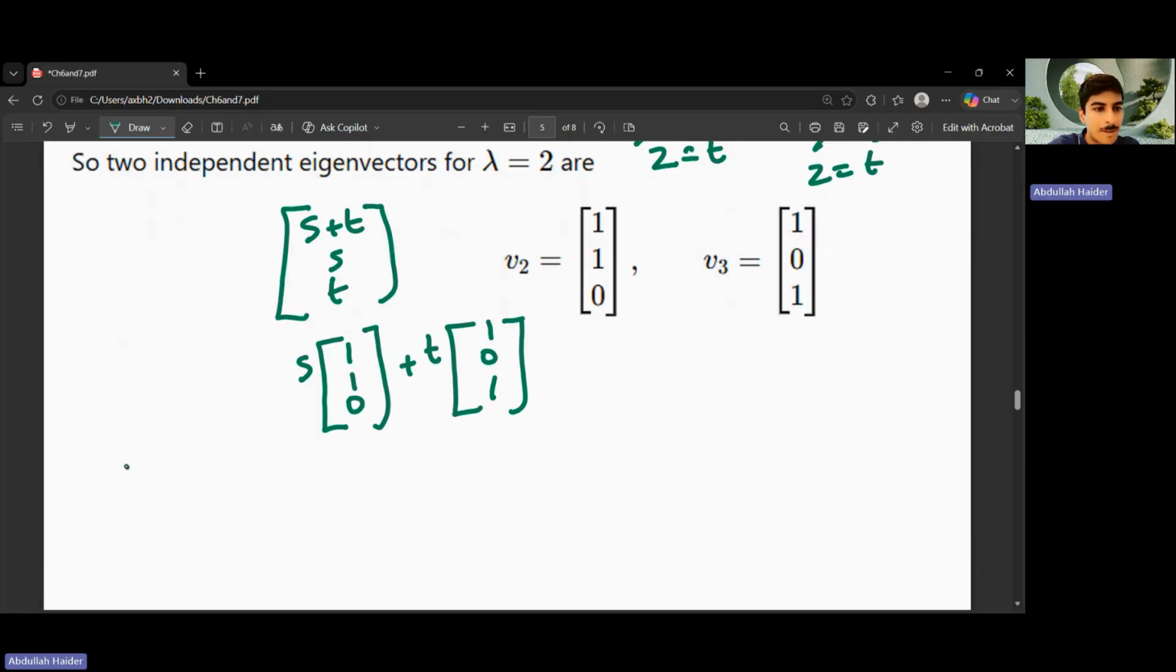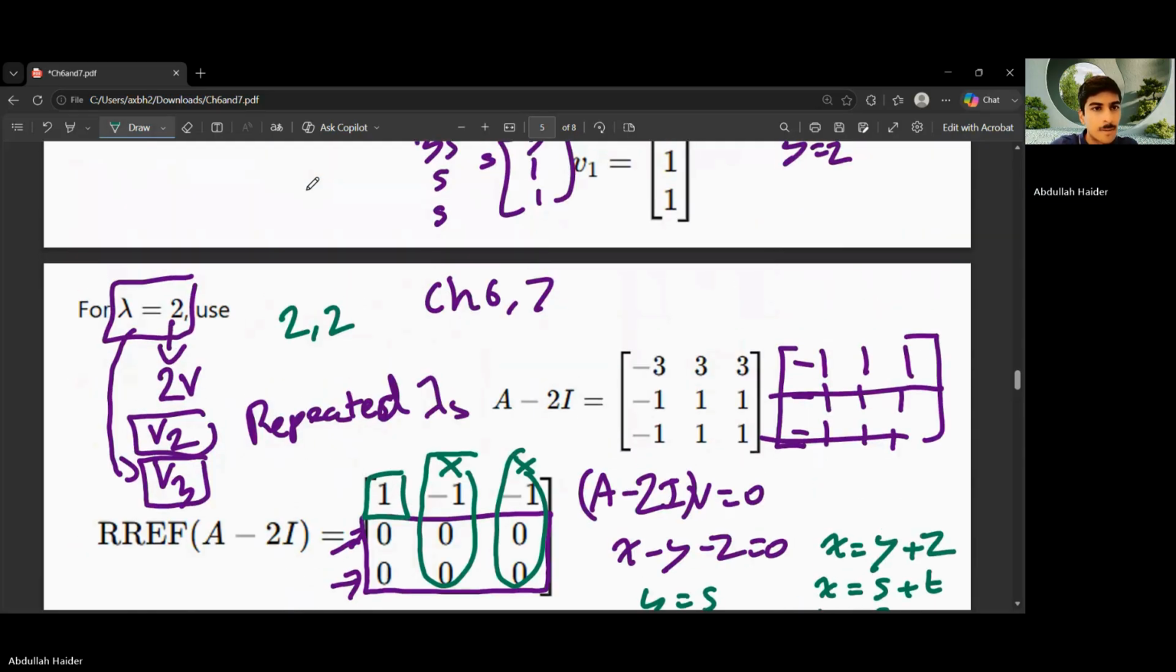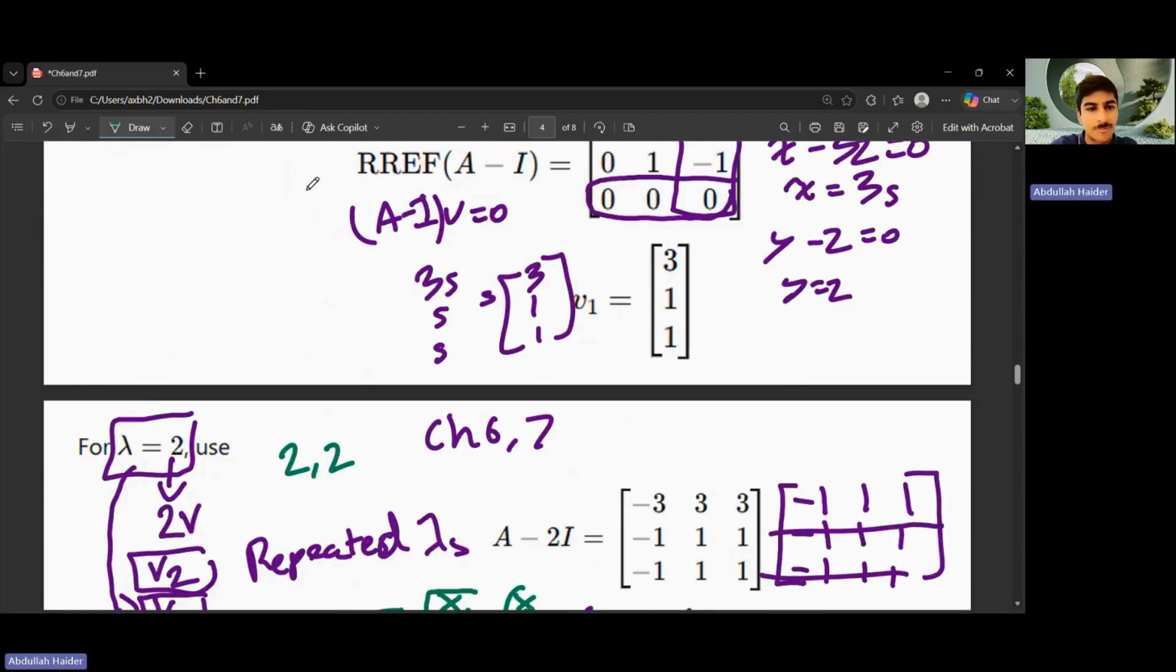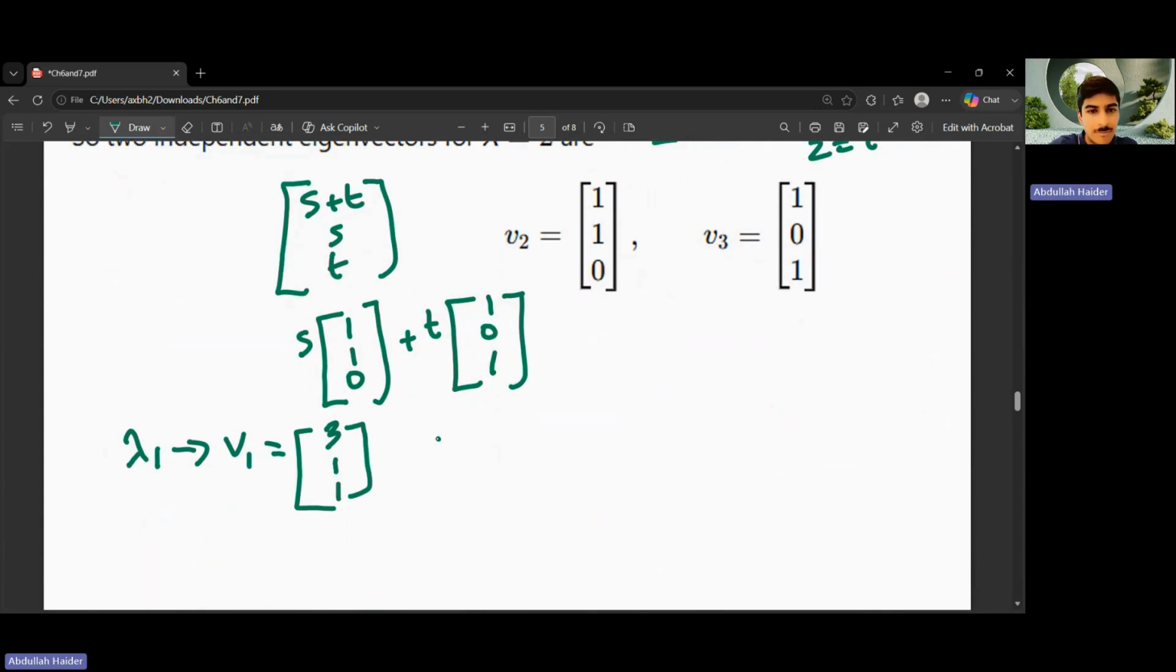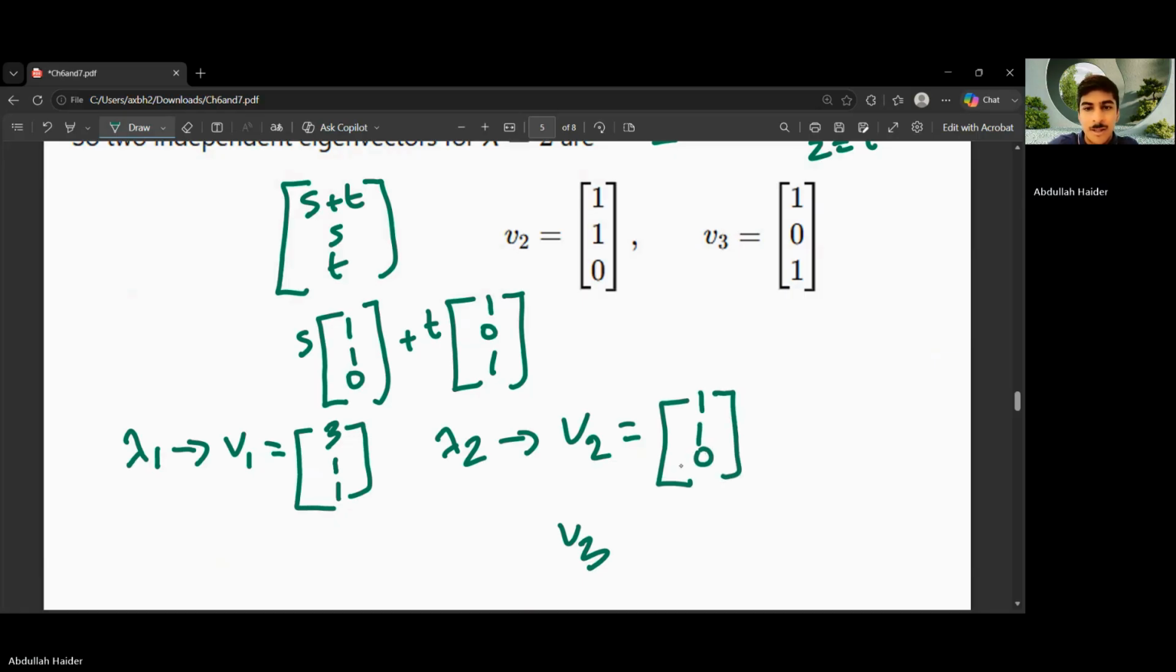So meaning that lambda 1 corresponds to v1. What was v1? Your v1 was (3, 1, 1). And then when you had lambda 2, you had a v2 and a v3. So v2 was (1, 1, 0) and your v3 was (1, 0, 1).